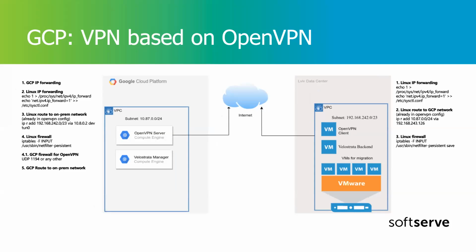Another option is to use an alternative scheme. This design can be used if you don't have a public IP for some reason on the VMware site. But the scheme is more difficult to implement due to more network settings on both sides. You will need to configure additional routes, firewalls, and enable IP forwarding. And maybe you will have some other issues.